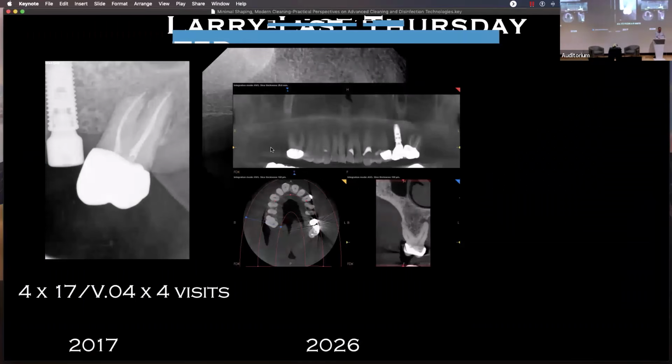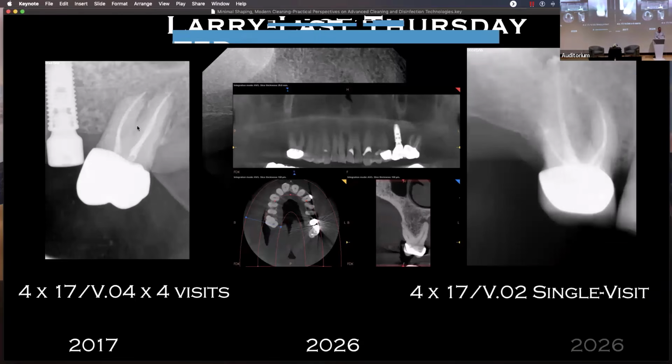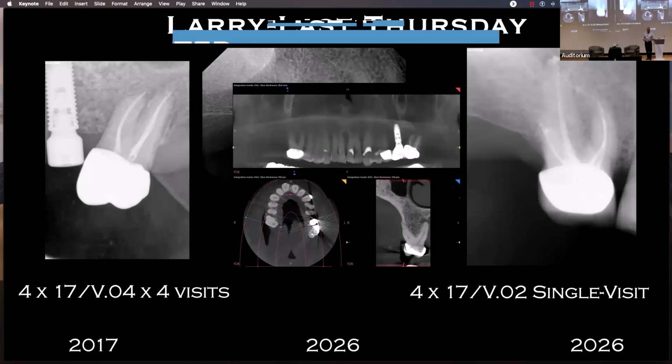We've got him back in 2026 for the contralateral upper first molar. And remember, that was 4 visits at a 1704 for all 4 canals. This is 4 canals with a 1702 and a single visit in 2026. So I have enough confidence with GentleWave to now do what used to take 4 visits with these very small accesses and small shapes, to do those in a single visit with cases from private practice. So we have those prior cases from before, and the F1 tooth is broken.